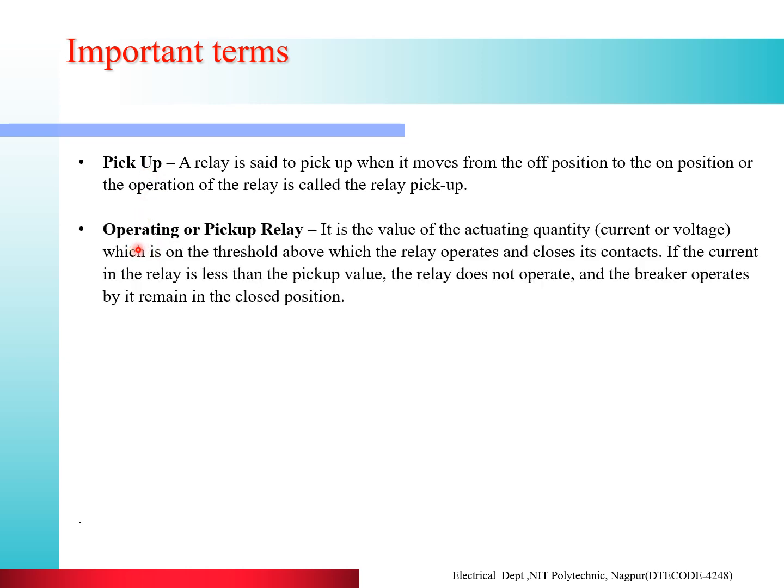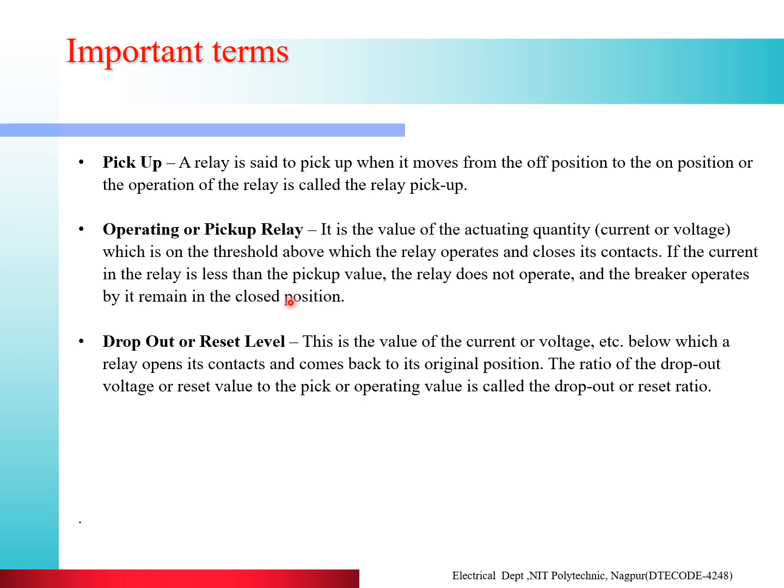The next term is operating or pickup value. It is defined as the value of the actuating quantity, current or voltage, which is the threshold above which the relay operates and closes its contact. If the current in the relay is less than the pickup value, the relay does not operate and the breaker remains in the closed position.